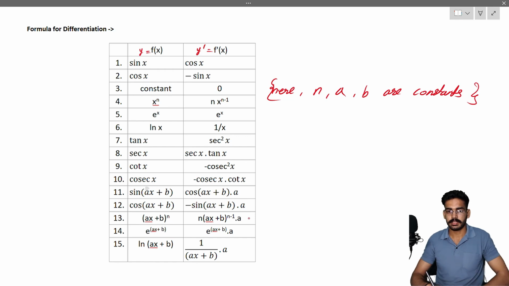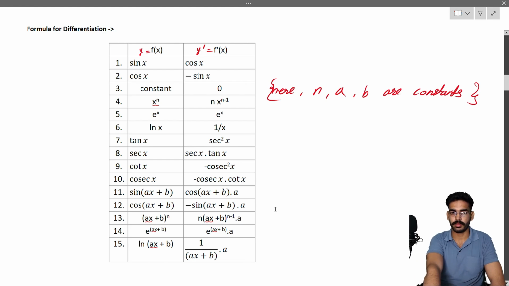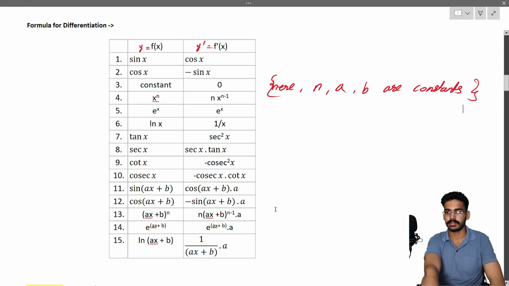Sin of (ax plus b): we saw sin x differentiation is cos x, so it is as it is, just multiplied by a. How a came, we will see that also. Cos of (ax plus b): cos differentiation we saw is minus sin x, similarly here minus sin (ax plus b) multiplied by a. Similarly we saw x to the power n, similarly here. And e to the power (ax plus b), a comes in front. ln (ax plus b) is the same as ln x, just an upgraded version. I hope you will be able to remember. These are very important formulas and you have to remember all of them, with no exception, without any error.